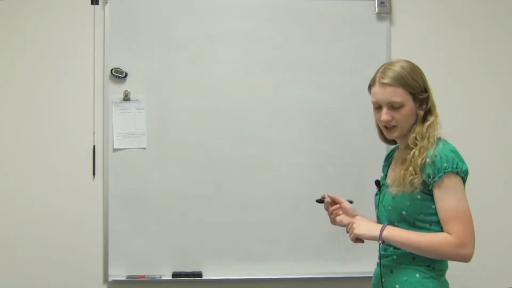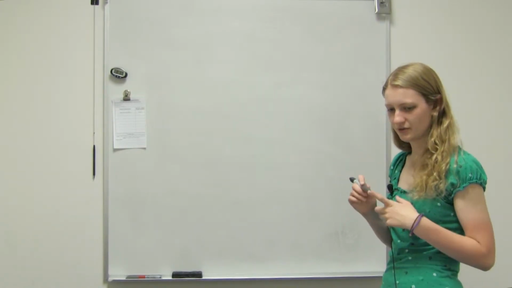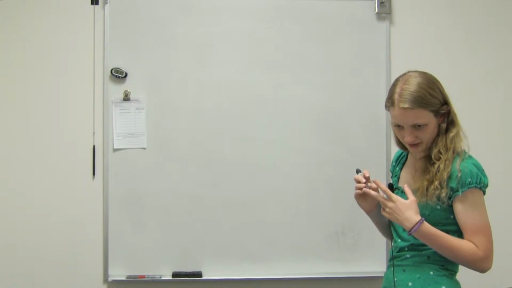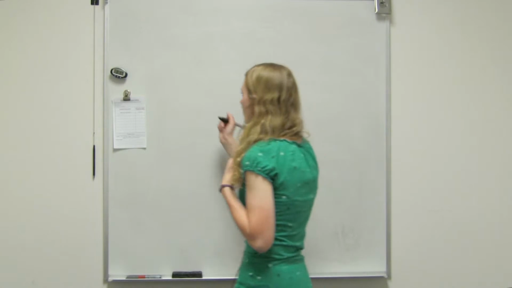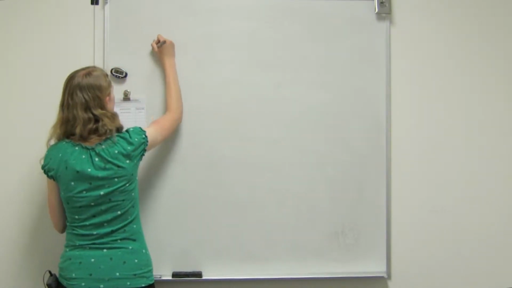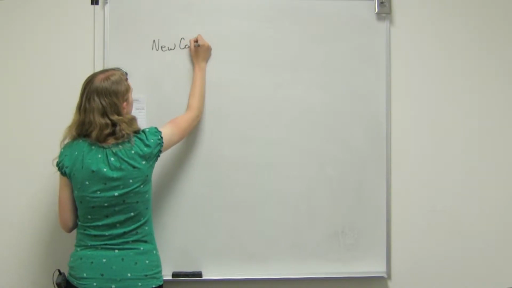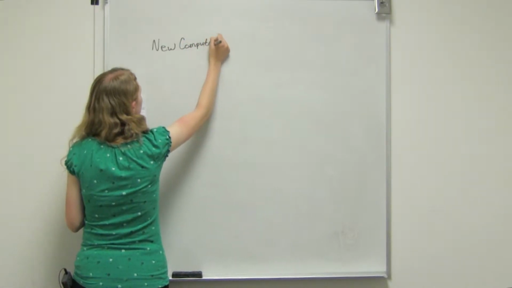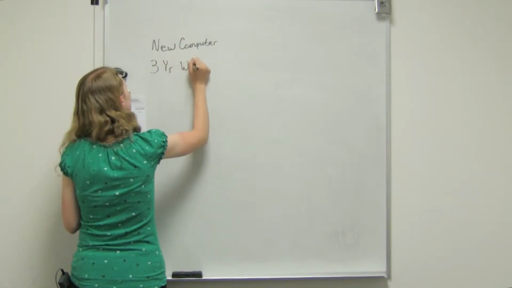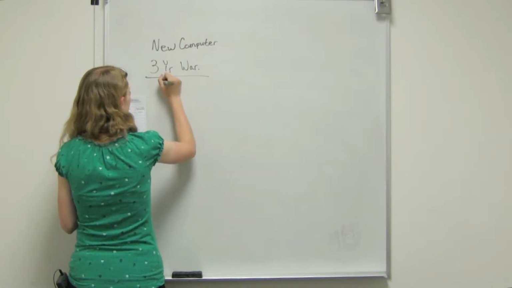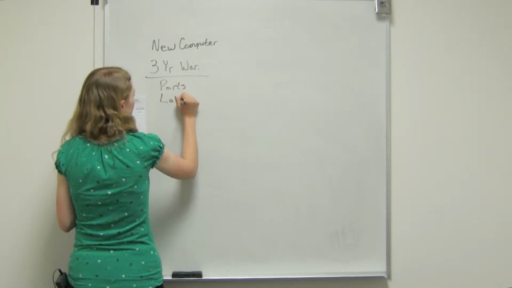Yeah, so I guess what you can do to set it up is I have a column on the side, and there's new computer, and then I have a 3-year warranty, and then under that parts and labor. So, we have 3-year warranty, parts and labor.